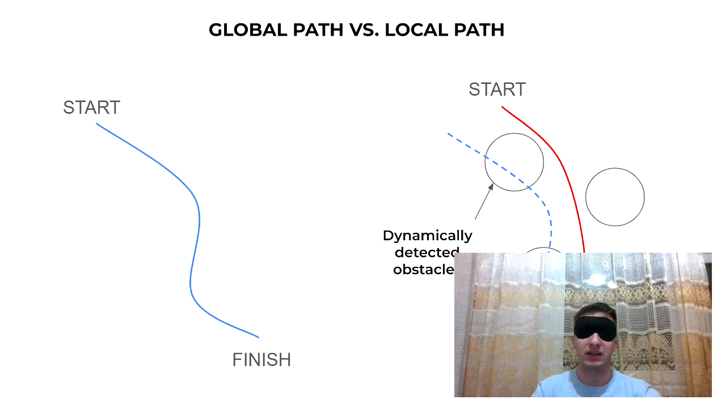Here you can see the difference between global and local path. In the first image, the path is direct from start to finish. In the second image, the route considers obstacles encountered along the way.